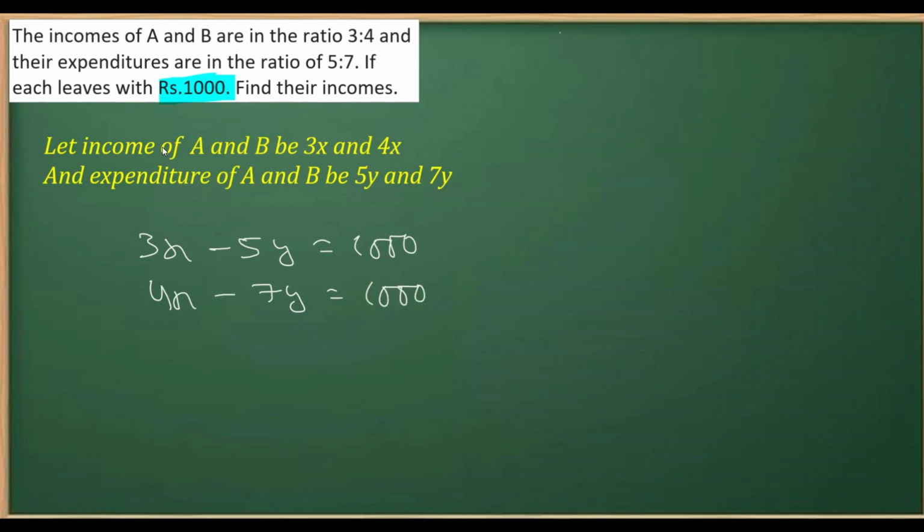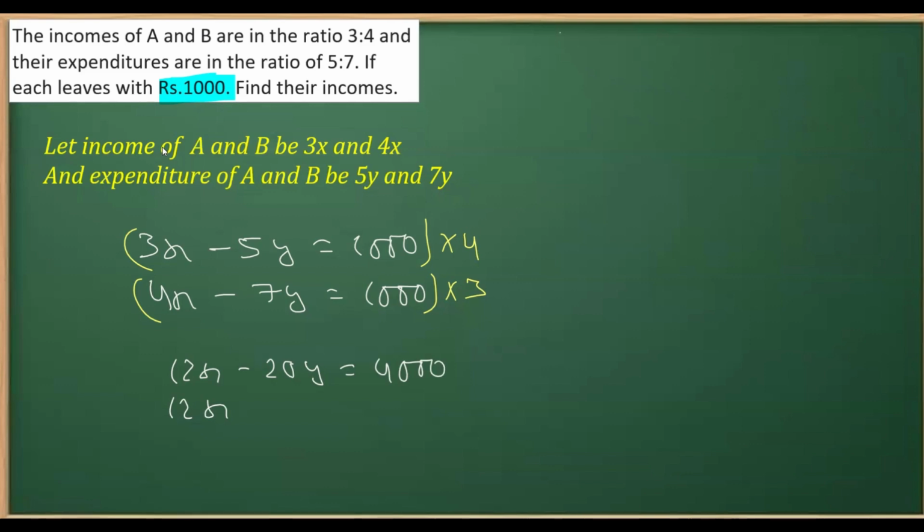Now we can use elimination or substitution. I'll go for elimination in this case. I'll be multiplying the first equation by 4 and the second equation by 3. After multiplying, we get 12x minus 20y equals 4000, and in the other case, 12x minus 21y equals 3000.